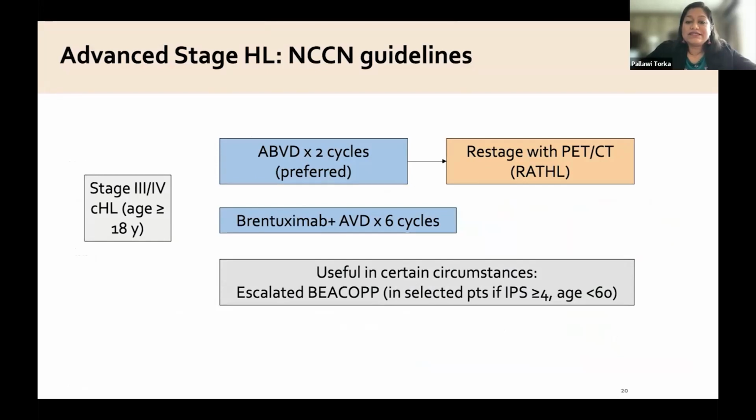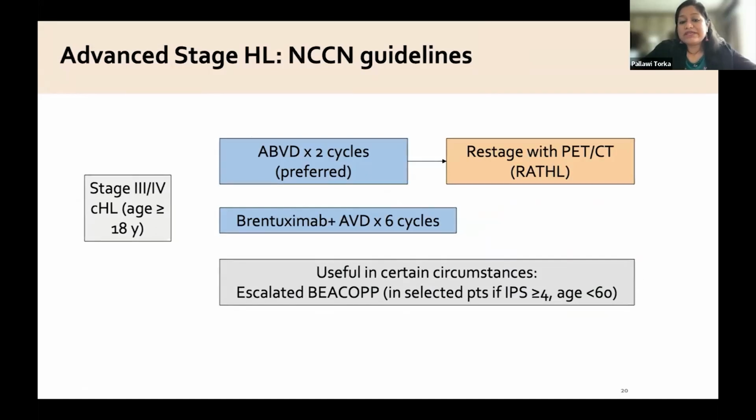So just a derivative from the NCCN guidelines. So my preference was the ABVD per the RATHL approach, which I'll describe further. But now with the 6-year ECHELON-1 study data, which shows an overall survival benefit of brentuximab with AVD, I have switched over to brentuximab and AVD in most patients.